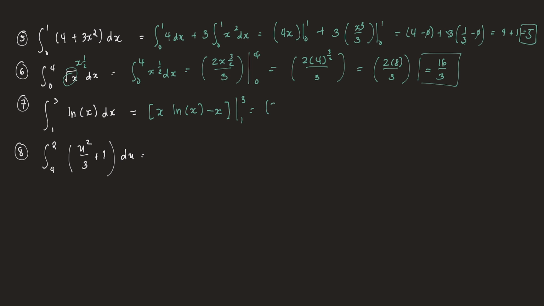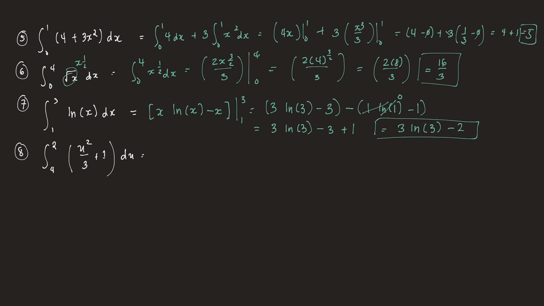And you're going to get 3 ln 3 minus 3, okay, minus 1 ln 1 minus 1. But ln 1, that's 0, so this entire thing cancels out. And you're going to be left with 3 ln 3 minus 3 plus 1. So your final answer is 3 ln 3 minus 2. So that's the answer for that integral.